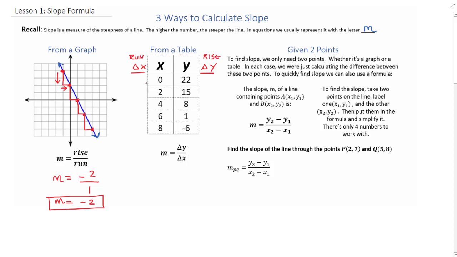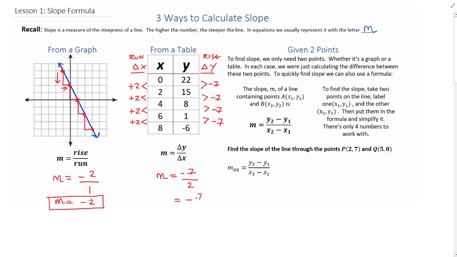So change in x, what are we going over by on our graph each time? Look, our x's are increasing by 2. Over 2, over 2, right? Increasing by 2. And our rise, we're going down 7, down 7, down 7. So if this was on a graph, we'd be going down 7 and to the right 2, down 7 to the right 2 repeatedly. All right, so slope is a change in y decreasing by 7, and the run or the change in x is increasing by 2. So our slope is -7 over 2.